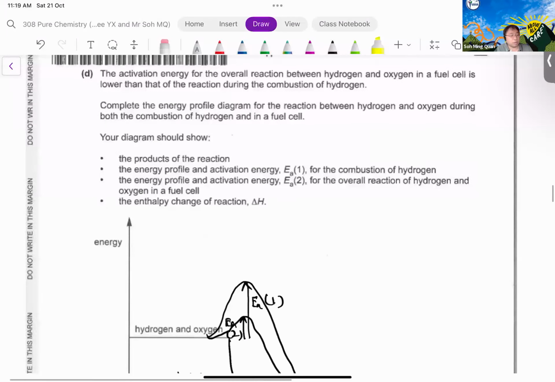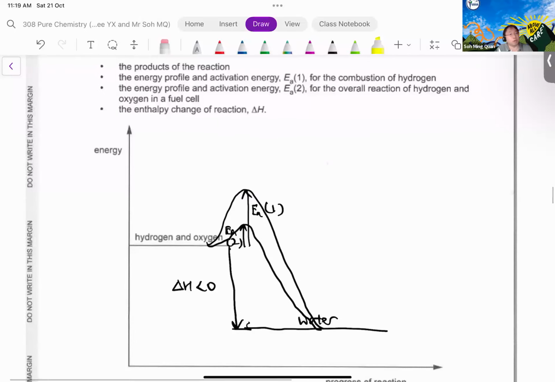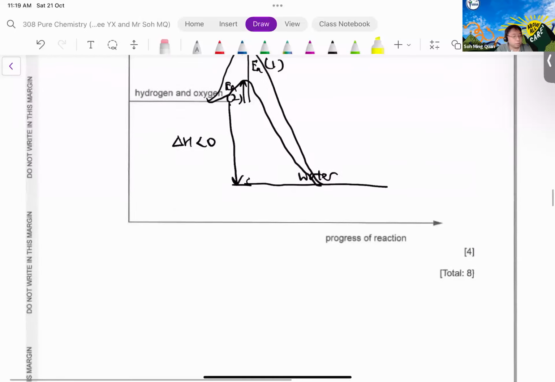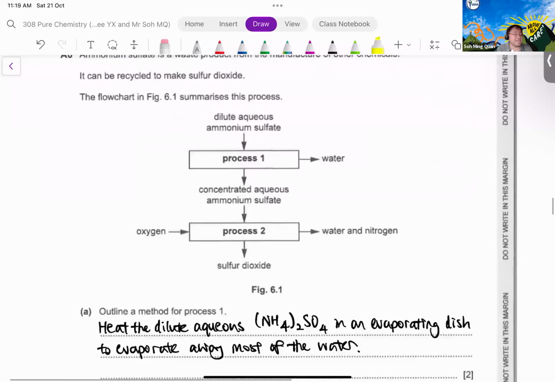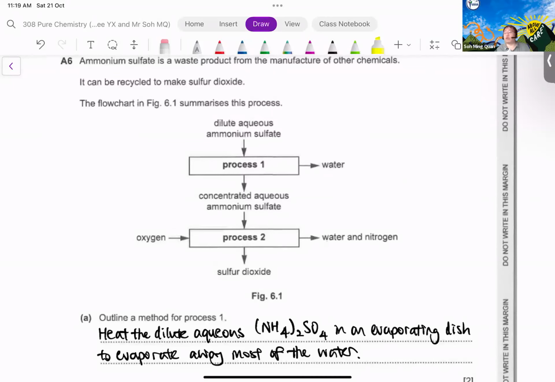For D, I think most of you can do this, so I shall leave this for you to check on your own. Now let's go to question 6. I think many of you, when you got to question 6, were a bit lost because you didn't know how to make dilute ammonium sulfate concentrated. And you didn't know how to get the 2 marks. The 2 marks are just what? Just heat the dilute ammonium sulfate in an evaporating dish.